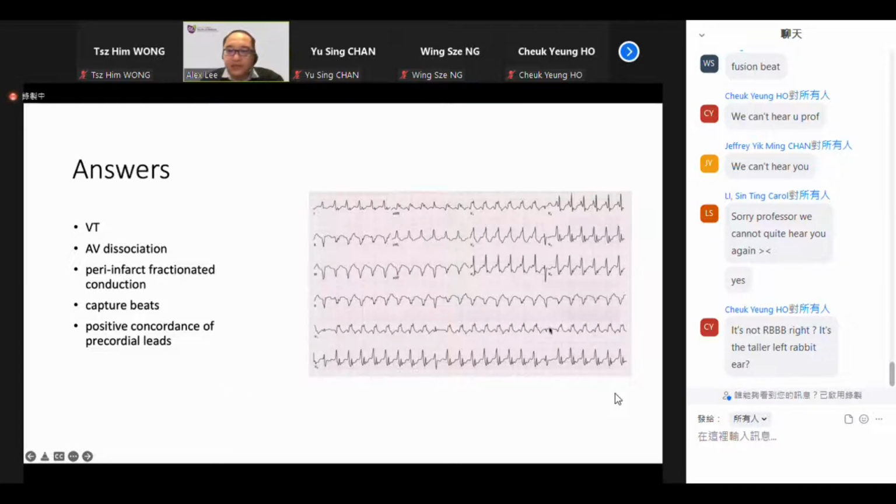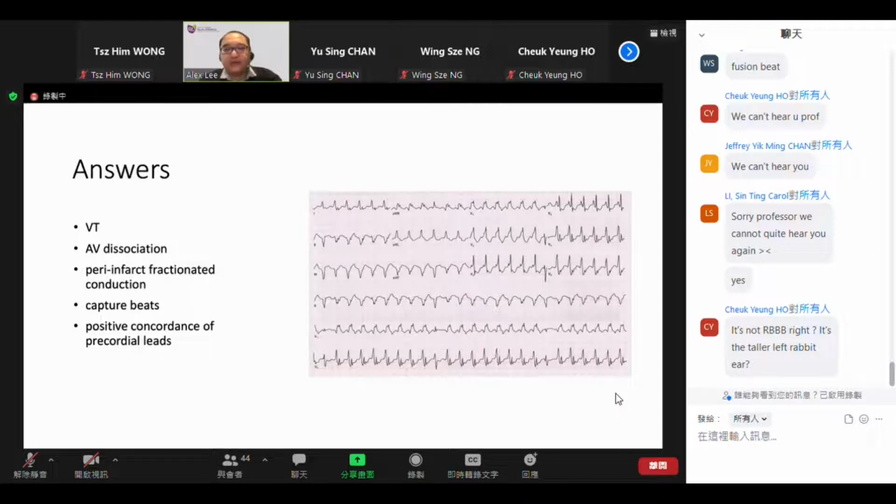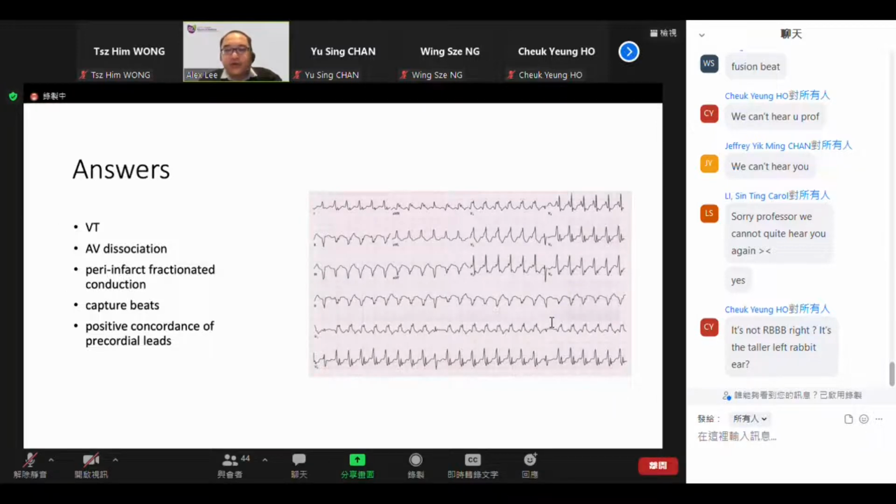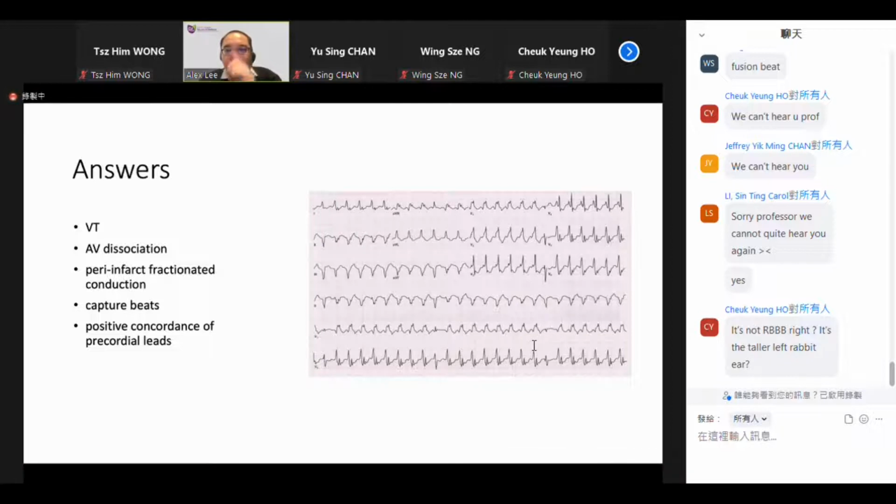And the essence here is the capture beat. Whenever you see a wide complex tachycardia, there are two differential diagnoses: SVT with aberrant conduction versus VT. There is nothing you can tell exactly which is which unless you see the capture beats. If you don't see the capture beats, every other criteria, like the Brugada criteria, just gives you some educated estimation whether it's VT. They are not gold standard.